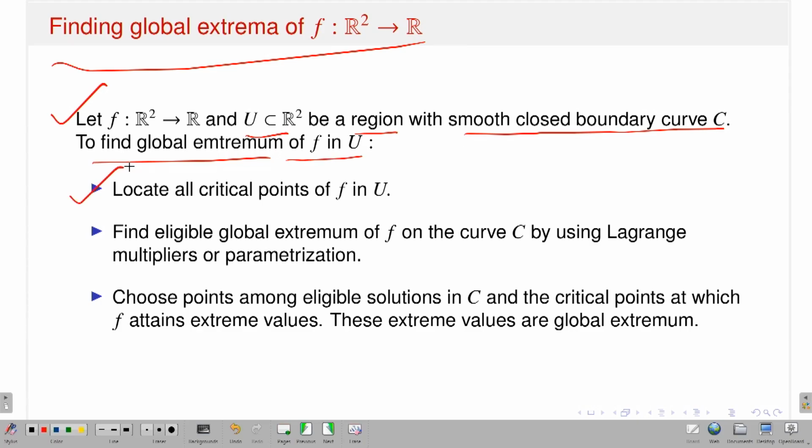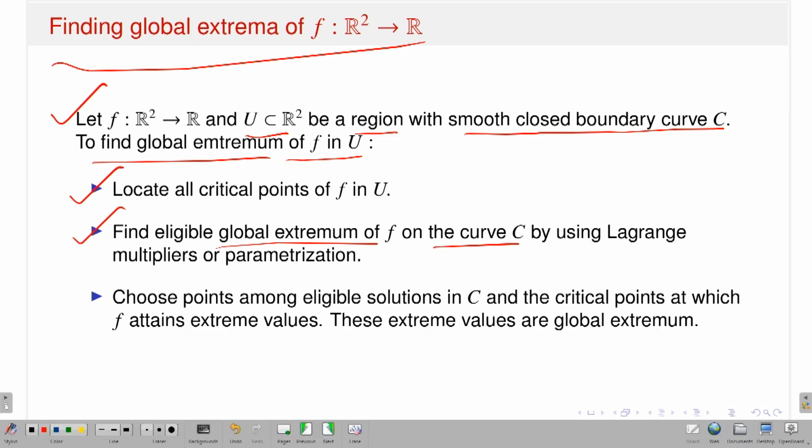First we have to locate all critical points of F in U. That means in the interior, you have to first get the critical points inside U, and then find eligible global extremum of f on the curve. On the curve we also have to look. Inside the domain, at interior points, you just perform the partial derivatives and equate them to 0, and you will get the critical points.